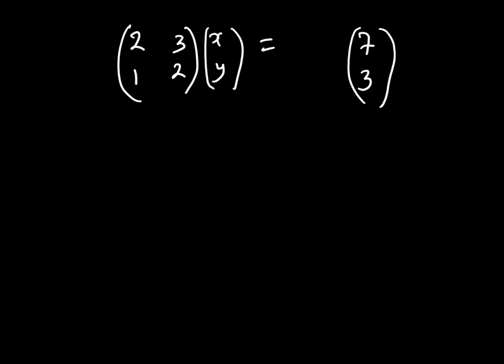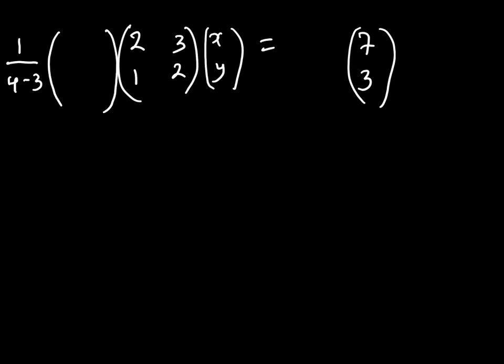Okay, let's write the inverse and multiply it on both sides. So here the inverse, I will have 1 over the determinant, 1 over 4 minus 3. That's now calculating the determinant. The product of 2 and 2 is 4, then 1 and 3 is 3. Then write the adjoint.